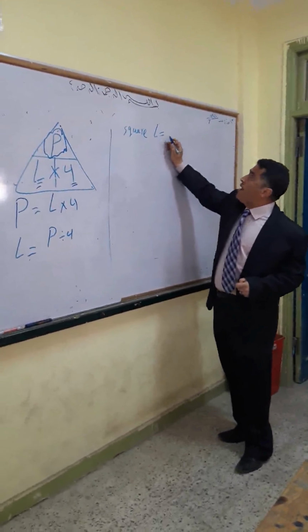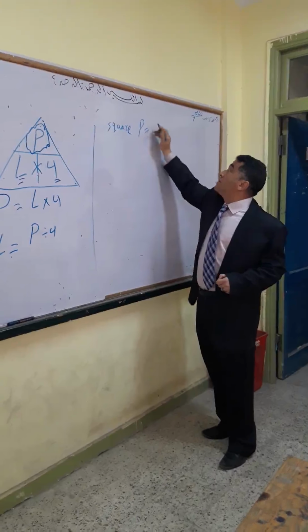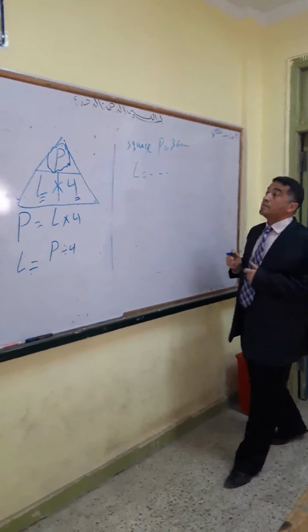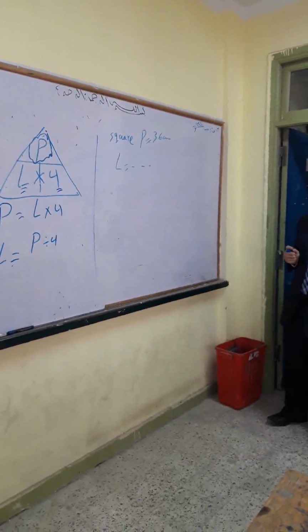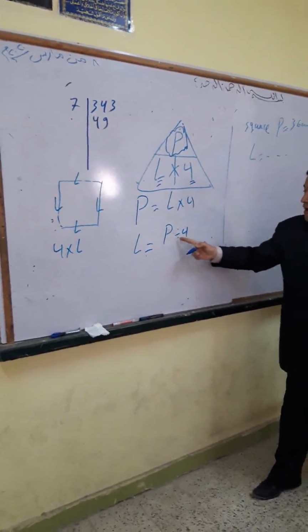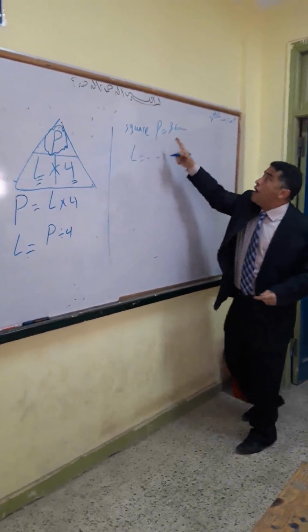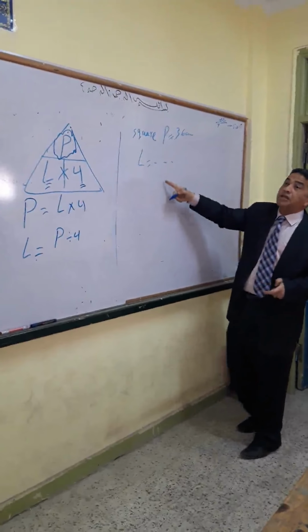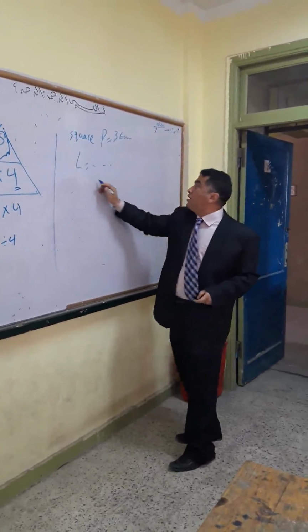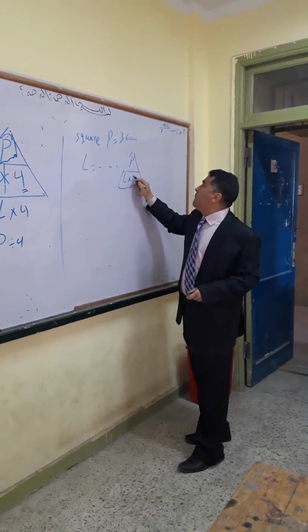For example, if I have a square, perimeter equals 36, so length equals 9. Excellent, Mr. Muntasir. Thank you. Because length equals perimeter divided by 4. By magic triangle, perimeter up, length times 4 down.